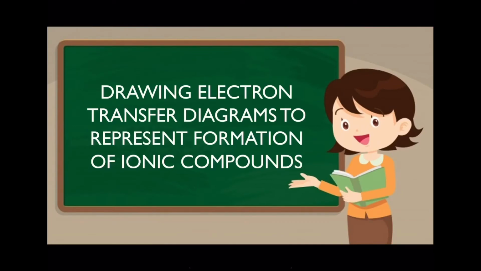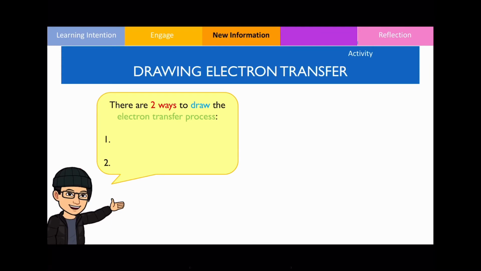We are now moving to the last part of today's lesson, where we're going to be looking at drawing the electron transfer diagrams to represent how ionic compounds are actually formed. So there are 2 ways for us to illustrate the electron transfer mechanisms for ionic compounds to form, okay? One of the ways is by drawing the Bohr diagram. And in doing this method, you will need to draw the individual Bohr diagram for each element to show this process. And I want to be showing you an animation to help you guys visualize this process.